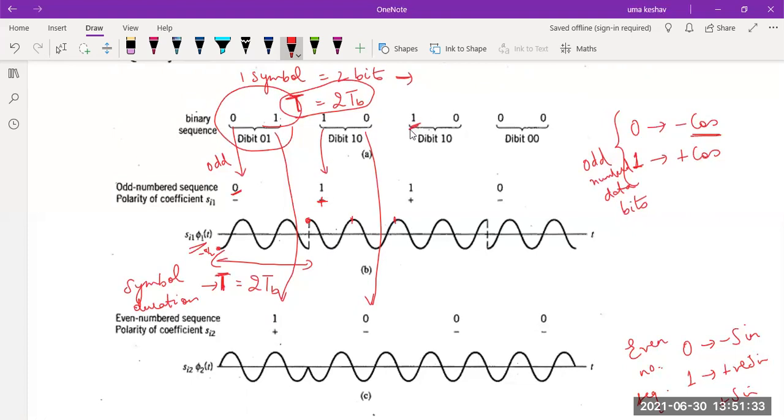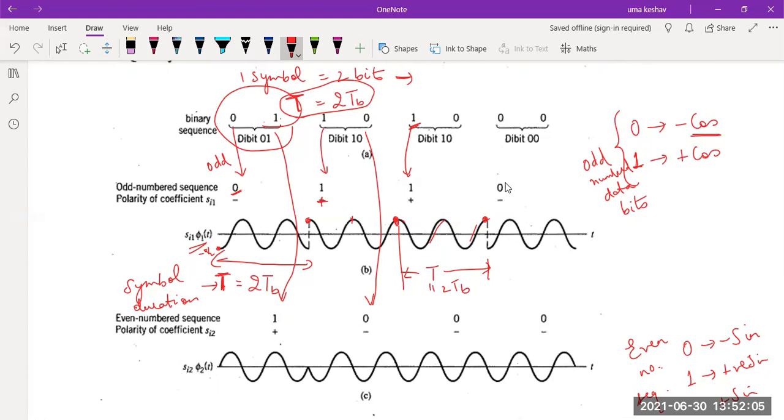Next comes the fifth bit, which is also a 1. That will again be represented with a positive cosine. You see, it starts from here to here and continues. Wherever it starts, it should end there. So over a time period of T, the total time period is T seconds, which is equal to 2 bit durations. A positive cosine is used to represent a logic 1.